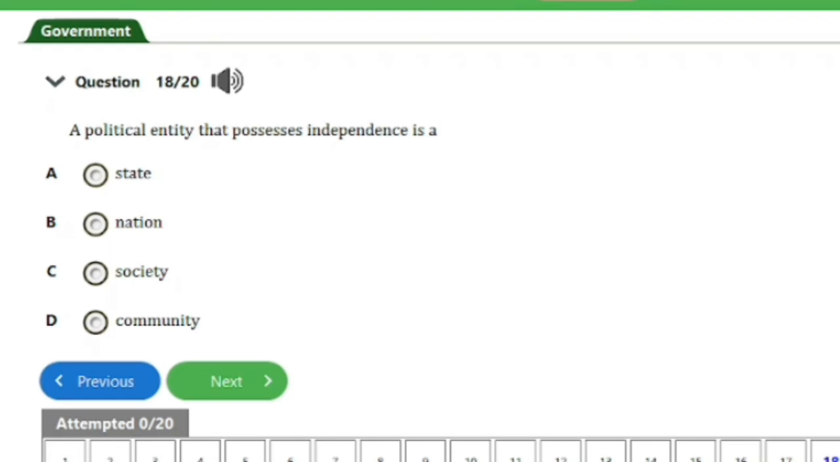Alright guys, over here is question number 18 of 20. It says, a political entity that possesses independence is A, state. B, nation. C, society. D, community. So guys, the answer to this question is option A, that's a state. A political entity that possesses independence is a state. So guys, let's continue with the next question, guys.